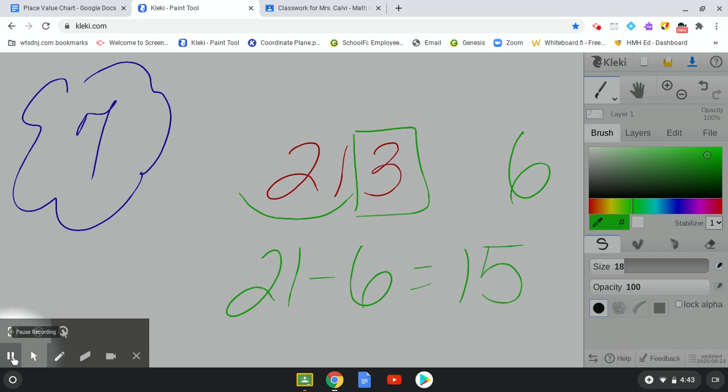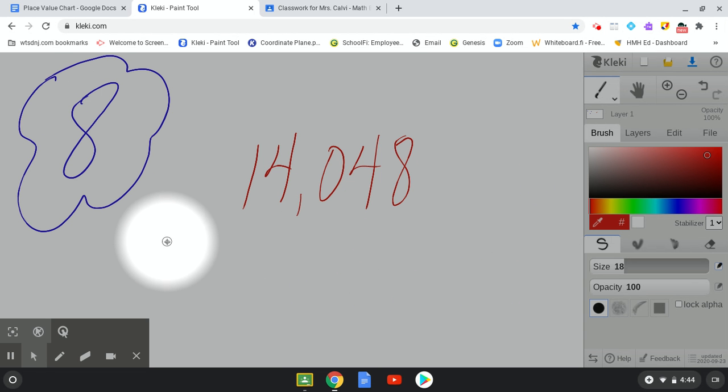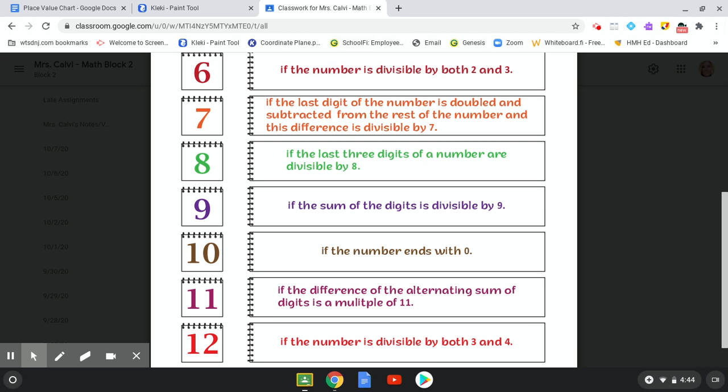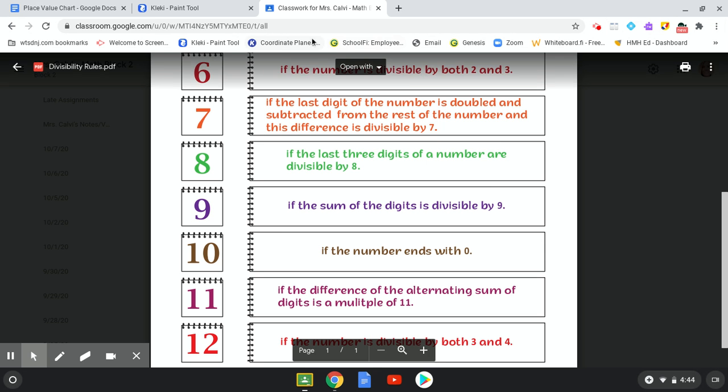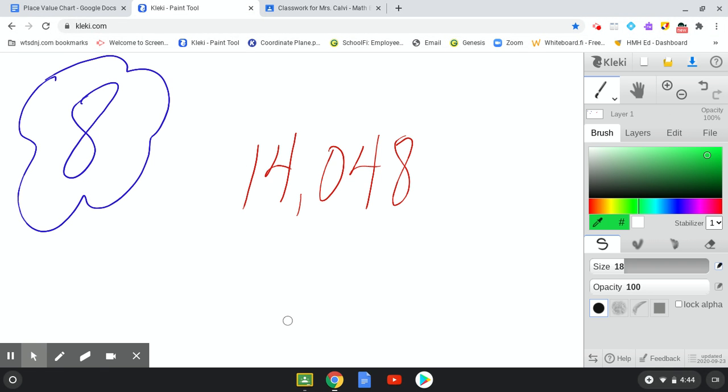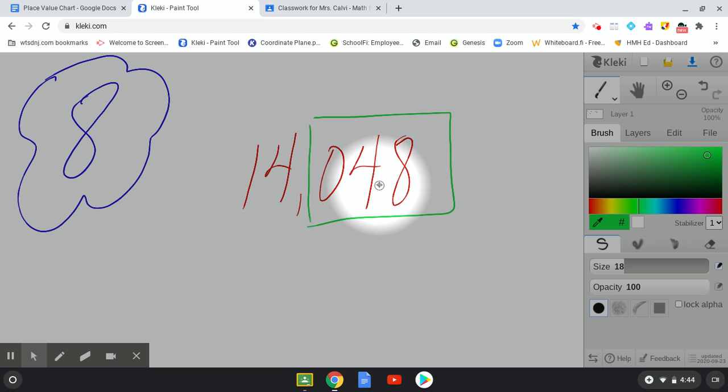Okay? Okay, last rule for this video, the 8 rule. So the 8 rule is a number is divisible by 8 if the last 3 digits of a number are divisible by 8. So the last 3 digits. So let's go. I have 14,048. So I'm going to box in the last 3 digits. That creates the number 48. So if 48 is divisible by 8, the entire number is divisible by 8.